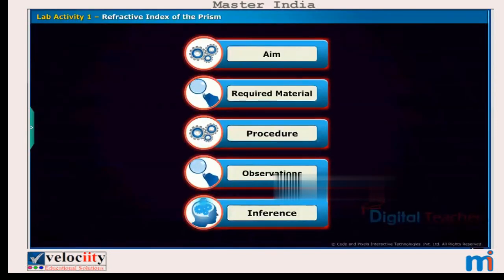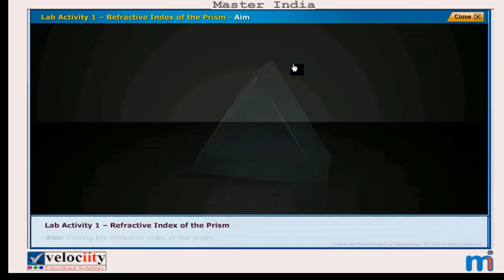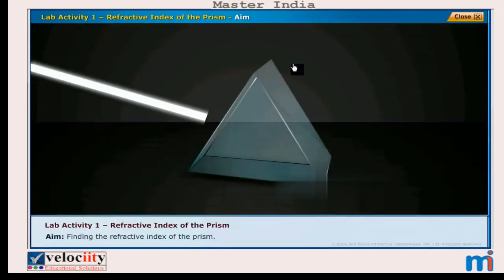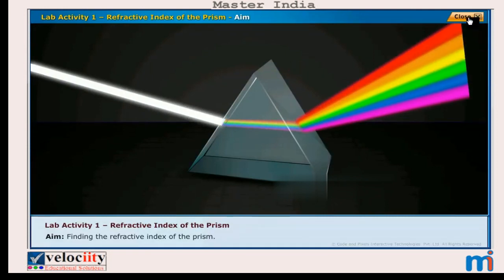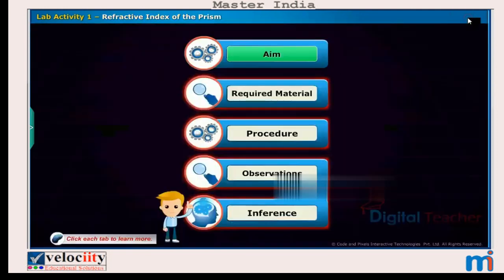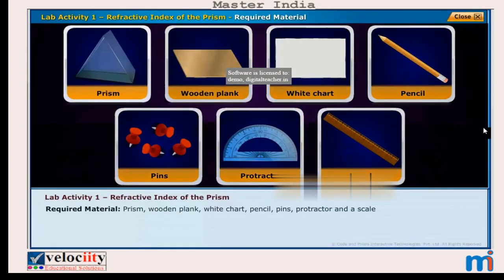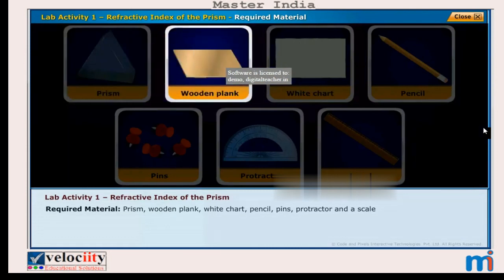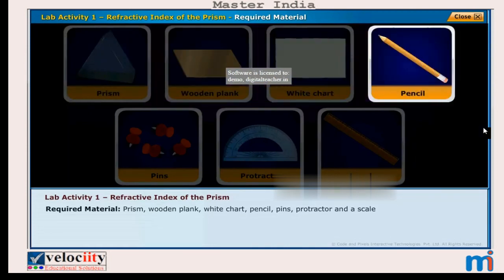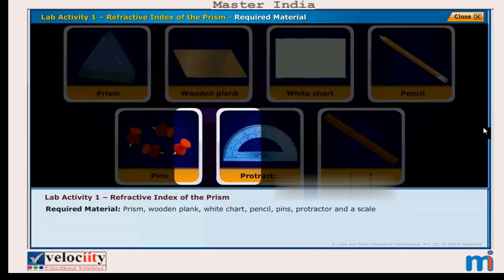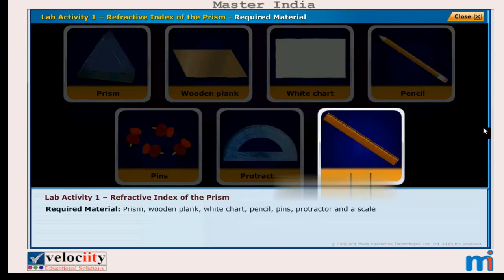Let us do a lab activity on refractive index of the prism. Click each tab to learn more. The aim is finding the refractive index of the prism. Materials required are prism, wooden plank, white chart, pencils, pins, protractor and a scale.